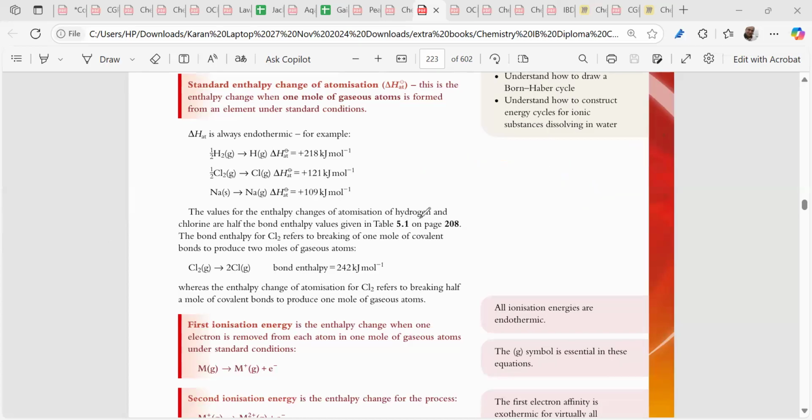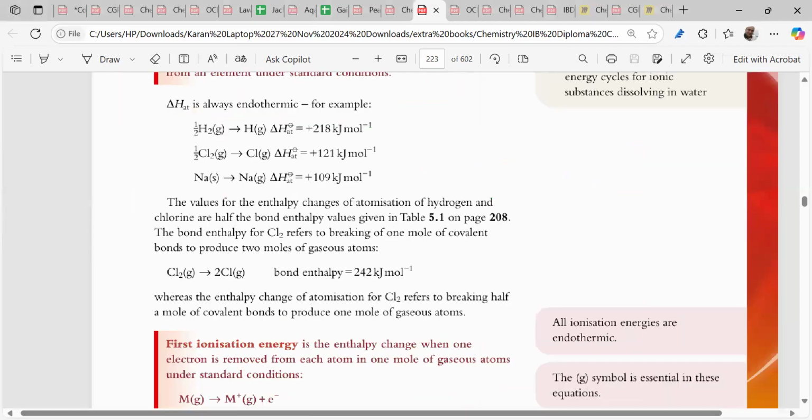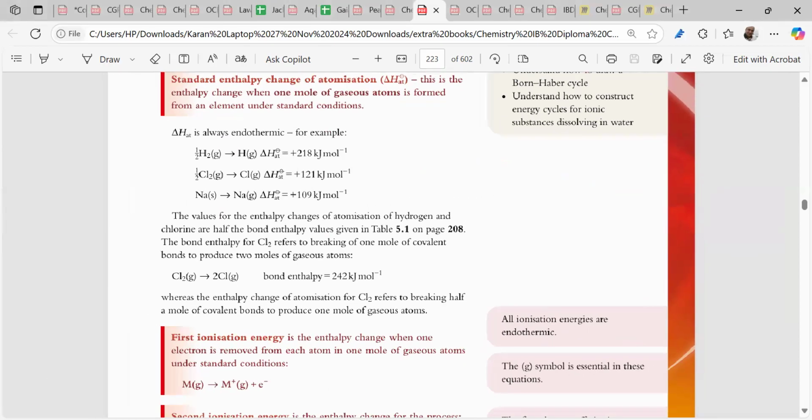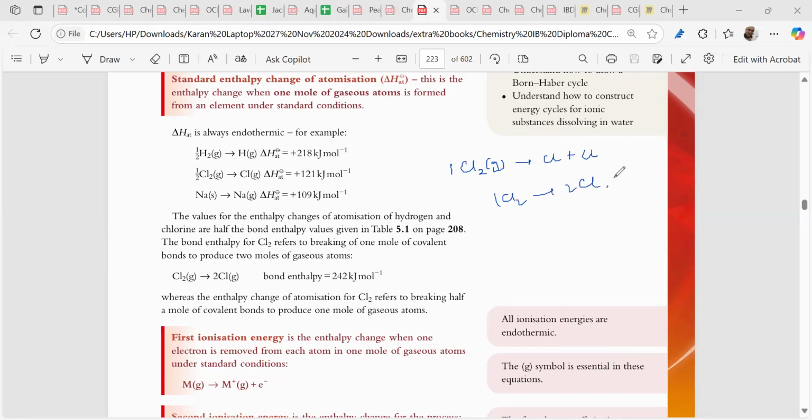Now we have to know the definition of the bond enthalpy. Bond enthalpy is the enthalpy change when we break 1 mole of gaseous bonds. For example, Cl2 gaseous bonds break down to Cl plus Cl, meaning one Cl2 gives you two Cl. This is also endothermic, so this is plus 242.